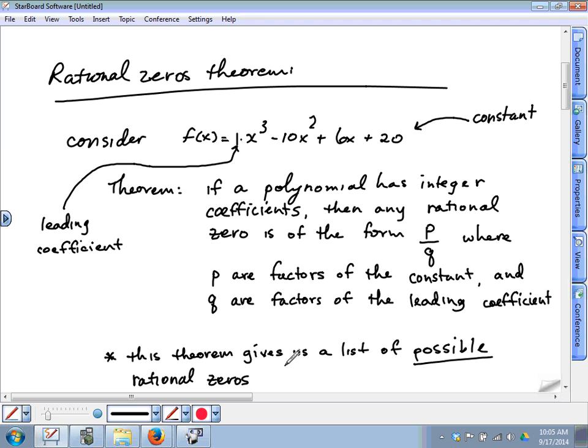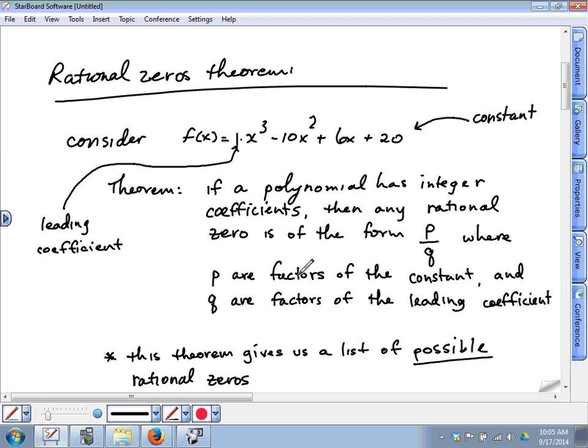So let's make sense of this P and Q nonsense. We are okay that this is a Q now, huh? Okay. So P are factors of the constant. With this polynomial that we are working with, the constant is 20. Yes? So then P would be a list of all the factors of 20.